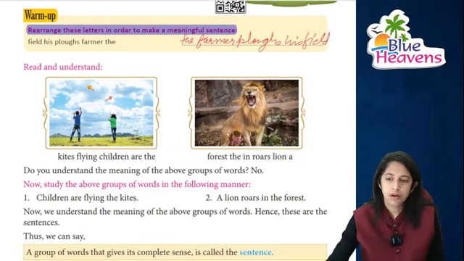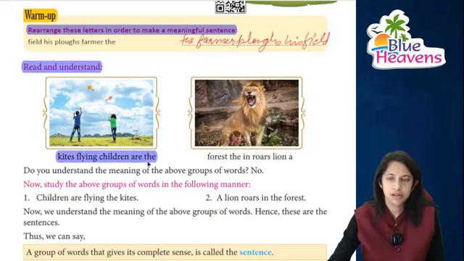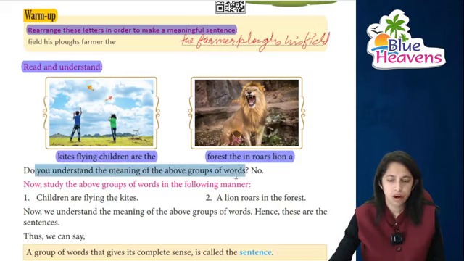Right. Now you just read the following sentences. Kites flying children are the. This does not make a complete sense. Forest the in roars a lion a. So do you understand the meaning of the above group of words? Of course, the answer is no.